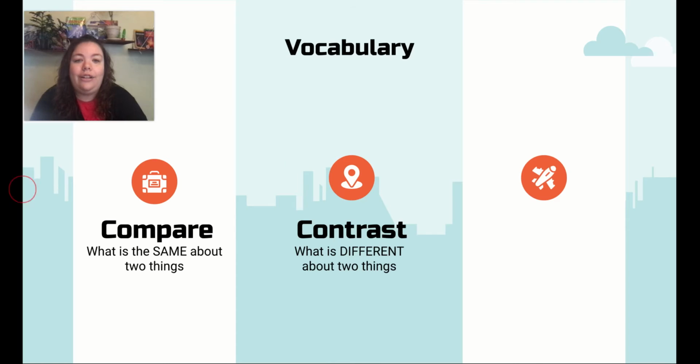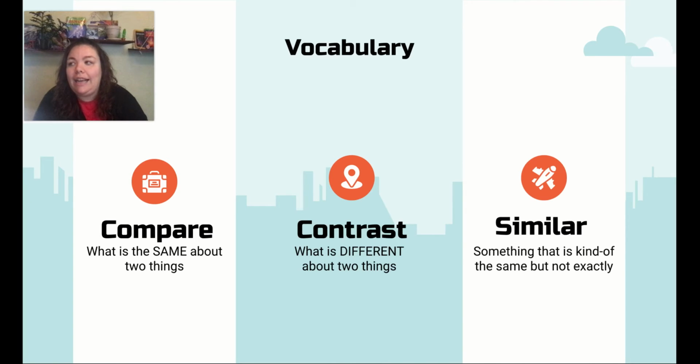We also have this other little word, similar. Usually you're going to hear when people are comparing things, they're going to say what is similar about them. That's because similar means it's kind of the same, but not exactly. Very rarely are you going to have two things in a book that are exactly the same, but you might have things that are similar. Like, the main characters are different people, but both of them are girls, so they're similar. Or in our books, one is fiction and one is nonfiction, but they are similar because they are still both about tsunamis.